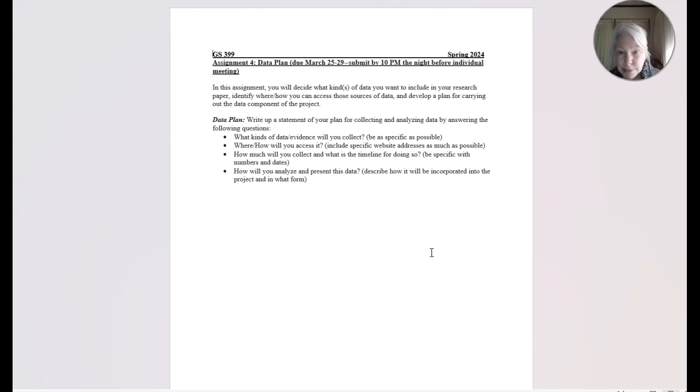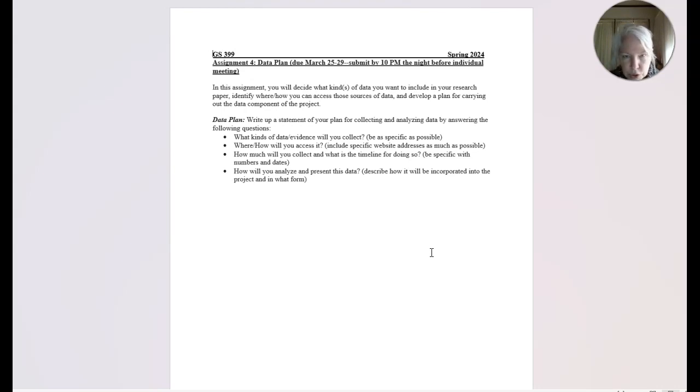So again, back to the assignment sheet, and this is the assignment that is due in the week of March 25th to 29th. And what you'll be doing is putting together your data plan, okay? So I want you to write up a statement that answers these questions. What kinds of data or evidence or information will you be collecting? Again, be specific. If you're going to be looking at a UN report that provides statistical information about hunger rates around the world, then you can include that link or describe exactly what that source might be, okay?